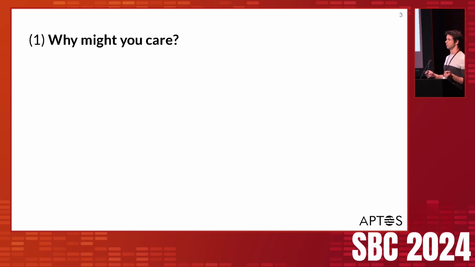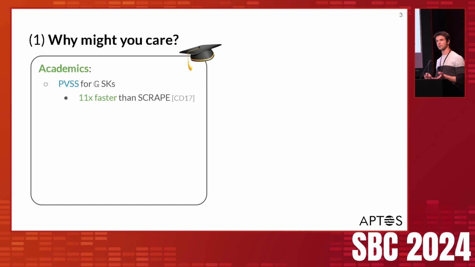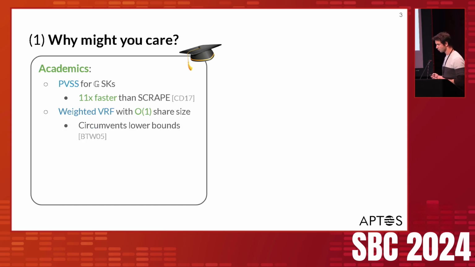So why might you care about this? Well, I think of this from two perspectives. If you're an academic, you might enjoy this new PVSS for group element secrets that I'm about to show you. It's actually 11 times faster to verify than the state-of-the-art SCRAPE PVSS. You might also enjoy this weighted VRF construction that we're proposing, which has constant share size independent of the weight or stake of a validator.